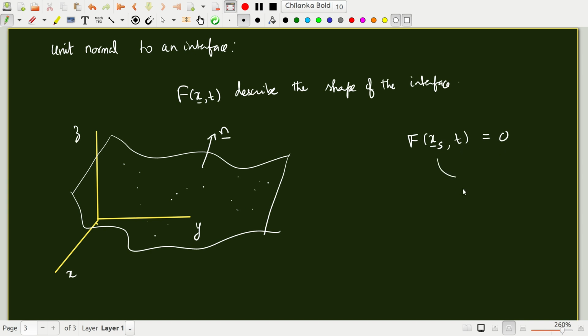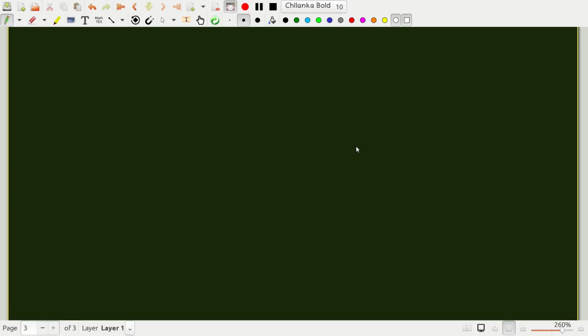So the interface is the set of all points xs. That is the definition: I will find a function, and whenever that function is 0, the values of x, y, z as represented by the vector xs represent the collection of points on the interface. Let's take some simple examples. Let's again draw a Cartesian frame of reference.